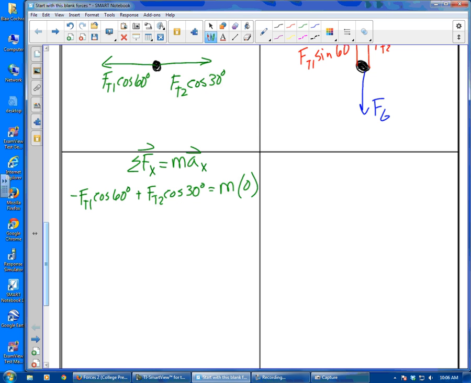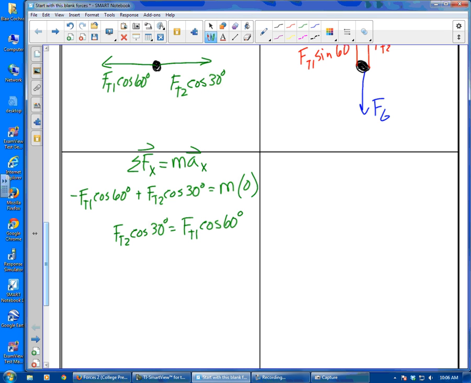And so my next simplification step might be something like FT2 cosine 30 degrees equals FT1 cosine 60 degrees. But I can't really go any further there because I have FT2 that I don't know and FT1 that I don't know. So I'm kind of stuck on this side. I can't go any further.